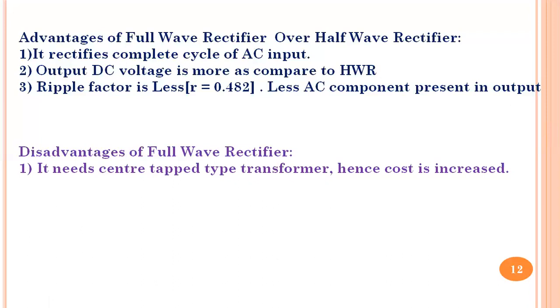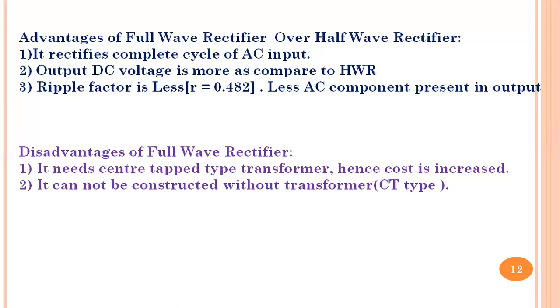Remember that the cost of a transformer without a center tap and the cost of a transformer with a center tap will differ, the latter being more. Therefore, the cost of the circuit will increase, as one of the major drawbacks of this circuit, which can be minimized by using the bridge rectifier in the next session. Then the second drawback is it cannot be constructed without a transformer. A half wave or a bridge we can construct without a transformer if we don't need to step down or step up the voltage level. But this one we cannot construct. It always needs a transformer, and it should be a center tap type of transformer.